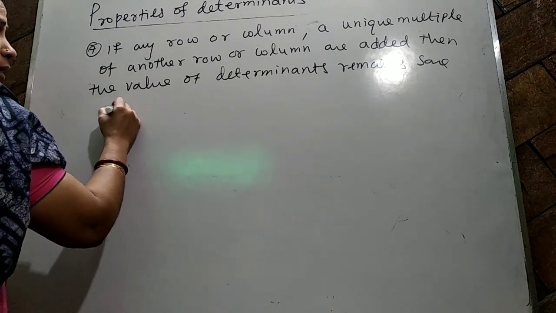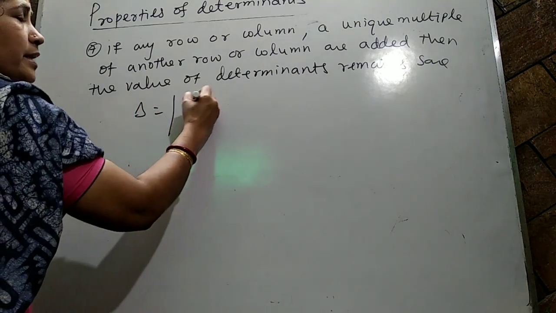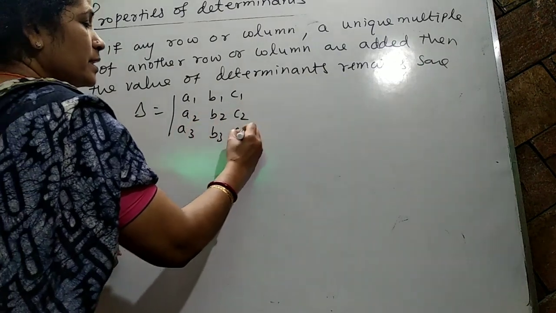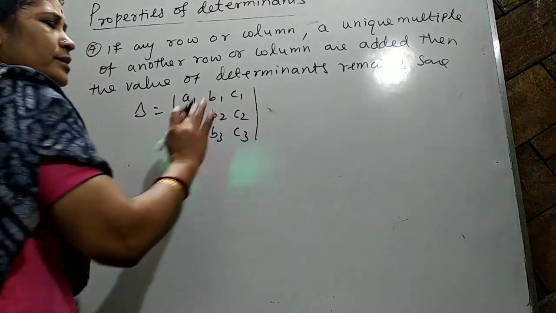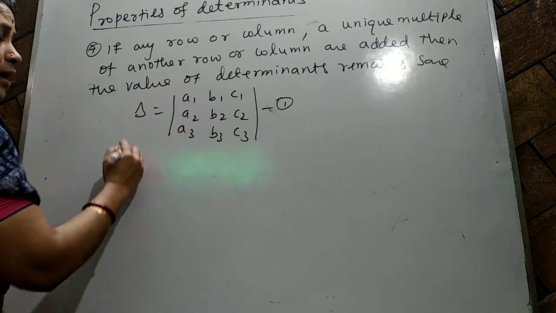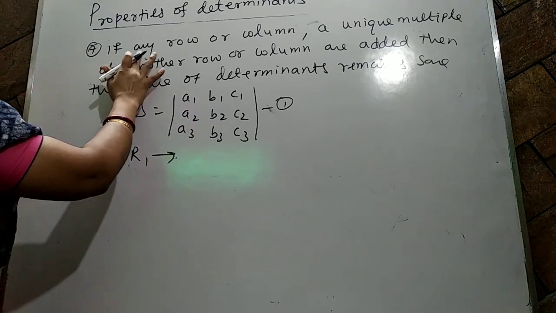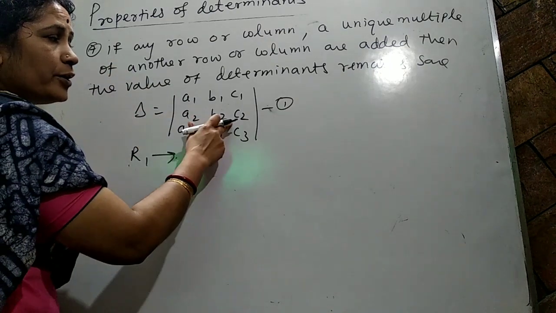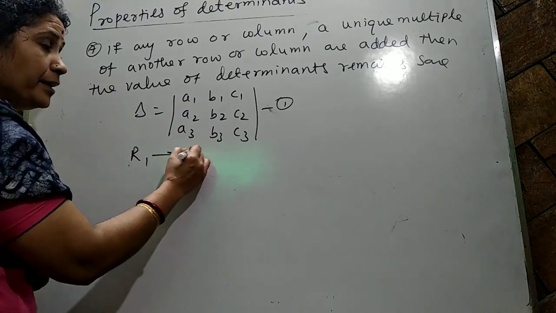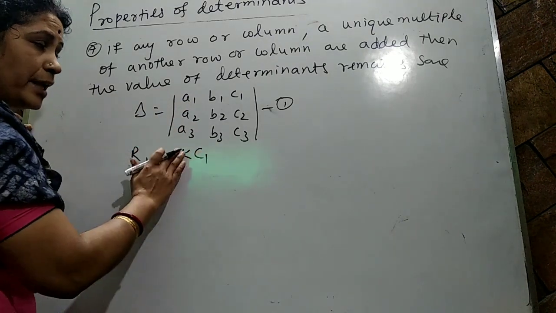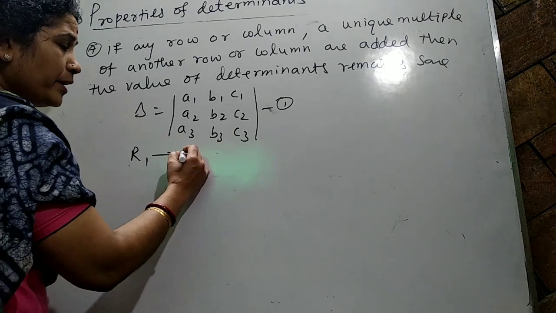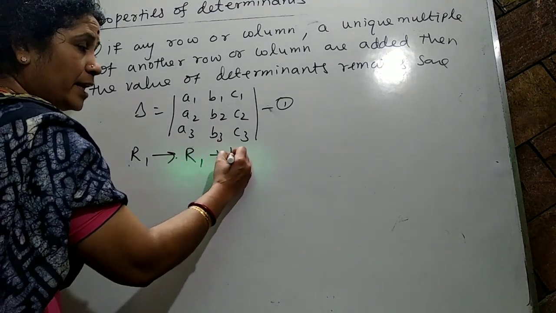I am taking an example: let delta equal to the determinant with rows a1, b1, c1, then a2, b2, c2, and then a3, b3, c3. This is equation number 1. Now what they are saying: any row or any column, I am taking R1. R1 can be written with a unique multiple of another row, either R2 or R3. You cannot take R1 itself. If you take row wise, then you have to do row wise operation. If you take column wise, then you have to do column wise.